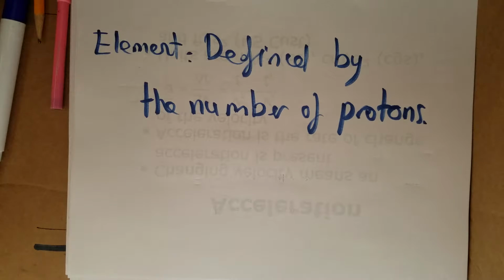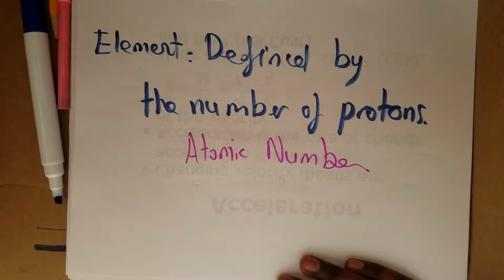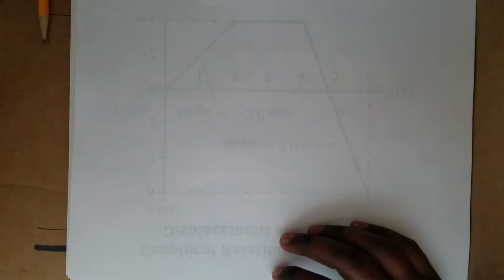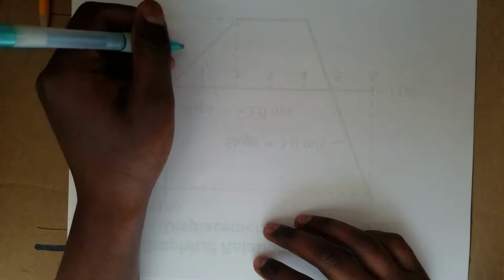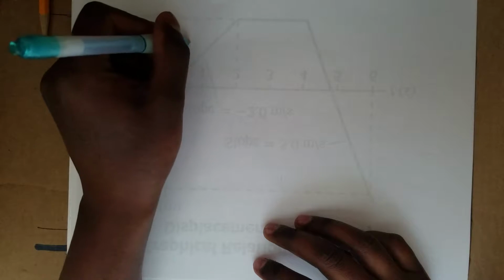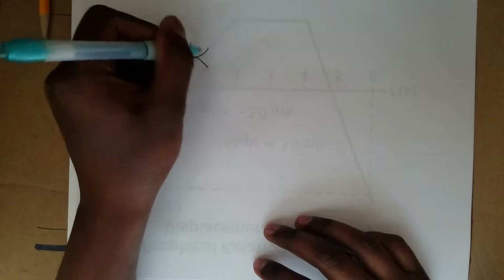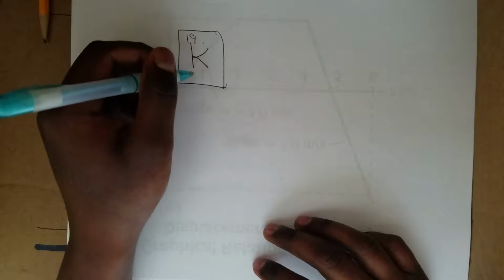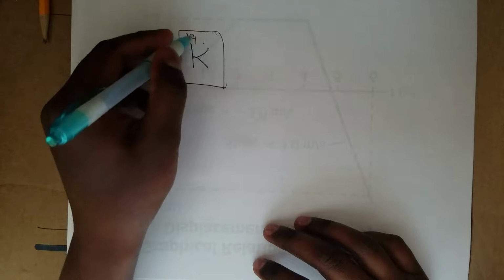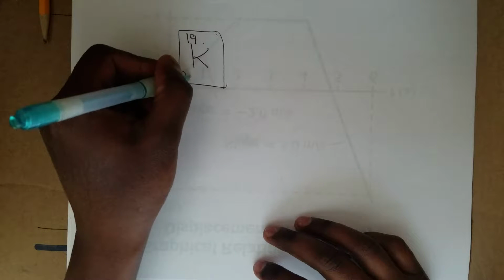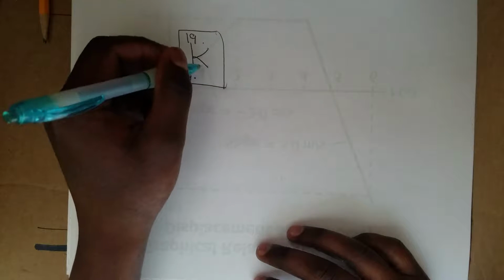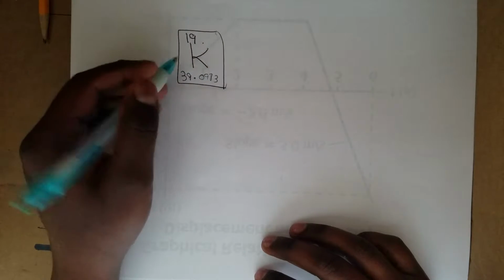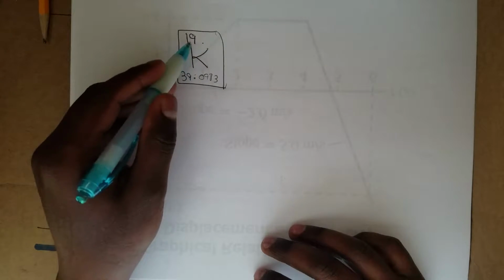The elements are defined by the number of protons, the atomic number. So an element is defined by, for example, sodium, potassium. An element like potassium has 19 protons, 19 electrons, and a mass of 39.0983. The number of protons is what actually defines it.